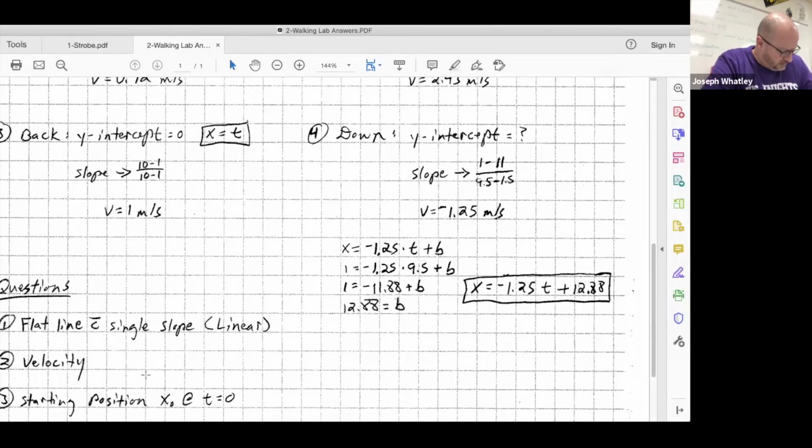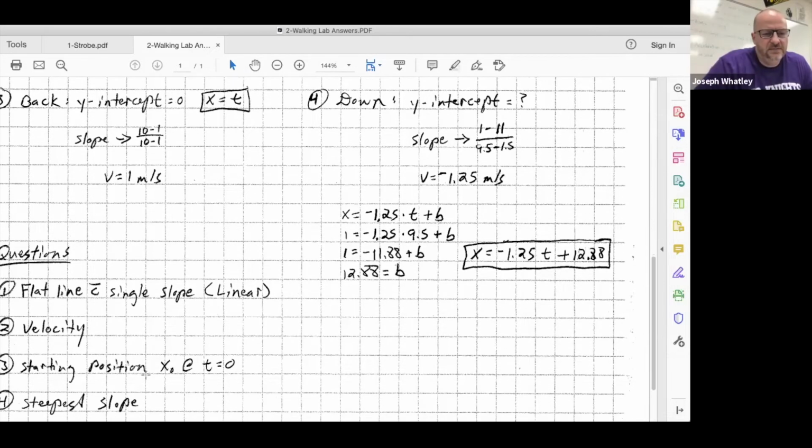How can you tell just by looking at the graph which person walked the fastest? Somebody else answer that for me. How can you tell just by looking at the graph, not doing any calculations, who was walking the fastest? Usually the one with the steeper slope. All right, let's see, steepest slope, number 4, that's what I wrote too.